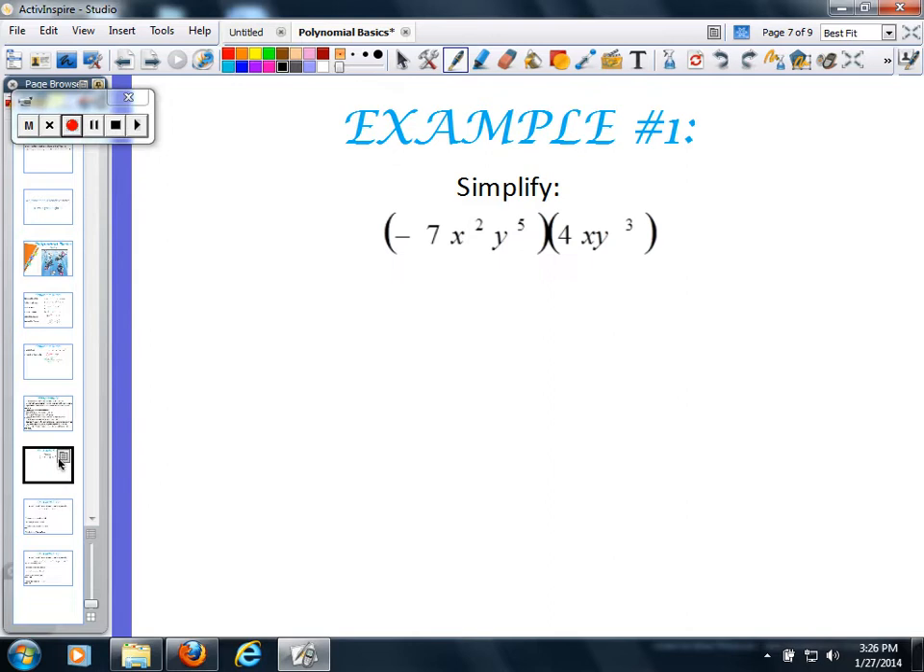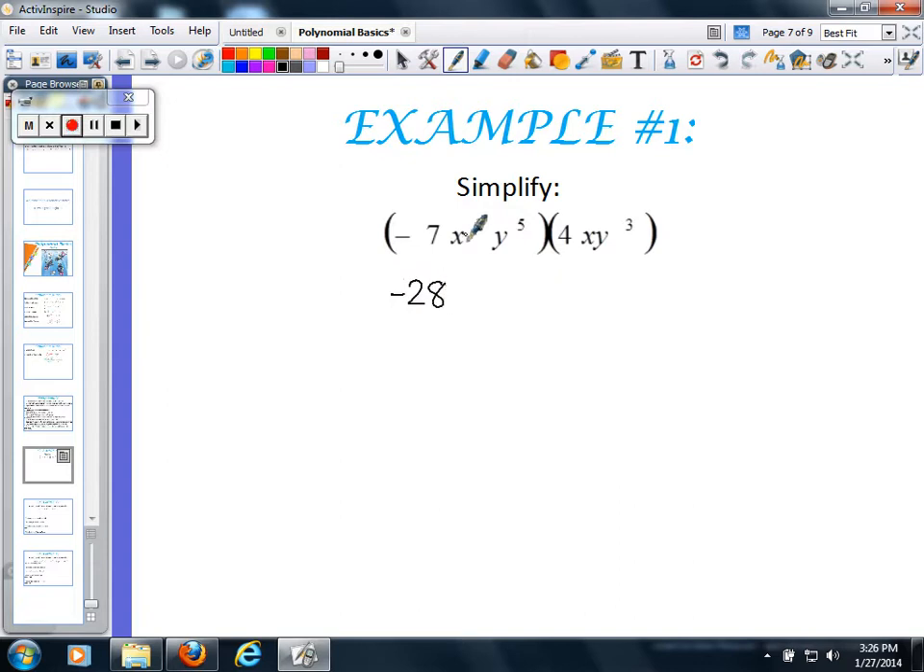So example number 1. We're just going to start off basic. We're just going to be simplifying a lot right now. So this is negative 7x squared y to the 5th times 4xy to the 3rd. When I do this, I'm going to multiply all like terms together. I'm going to combine the like terms. So negative 7 times 4 is negative 28.